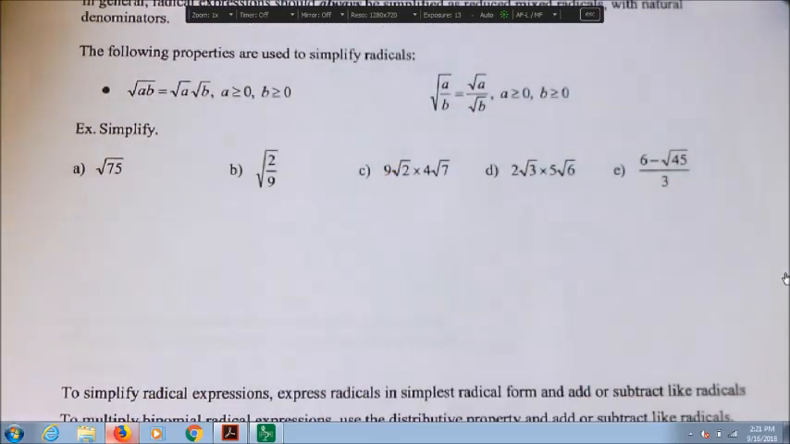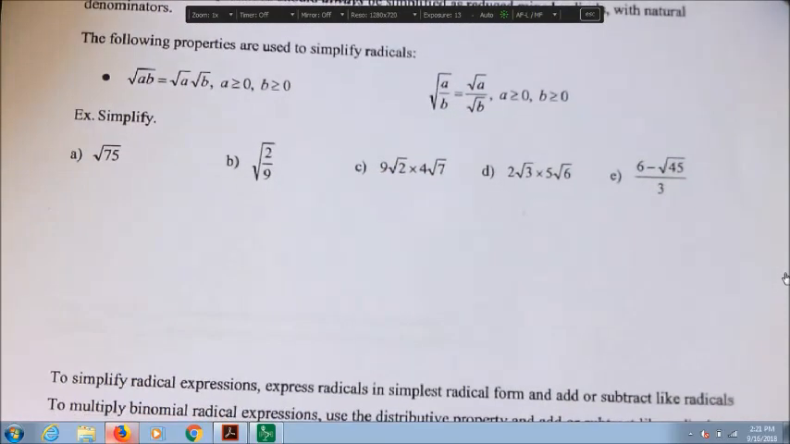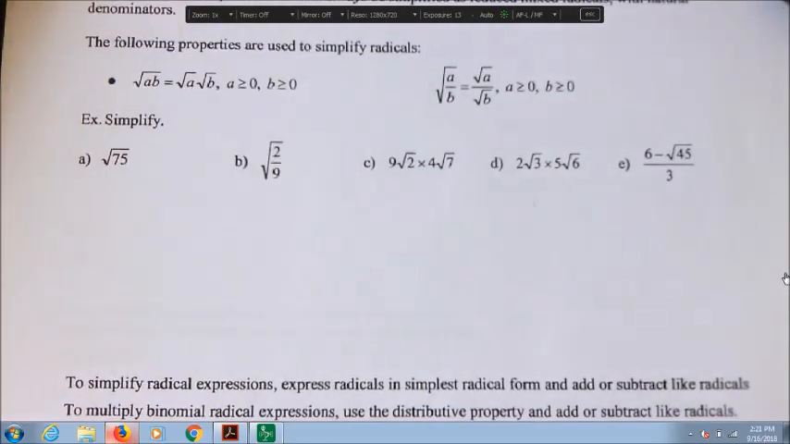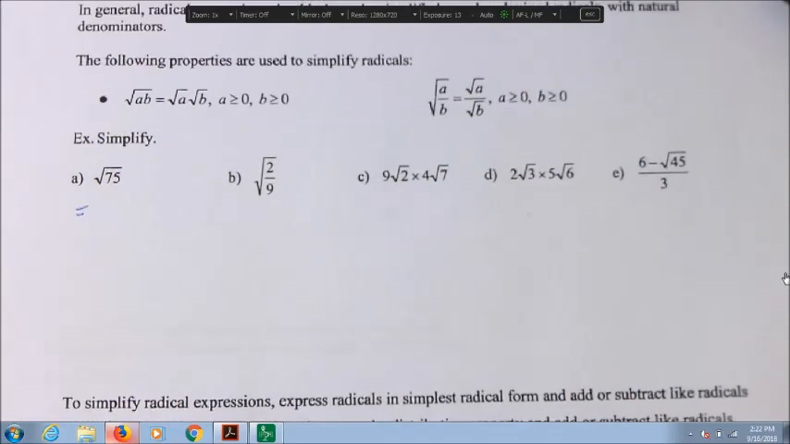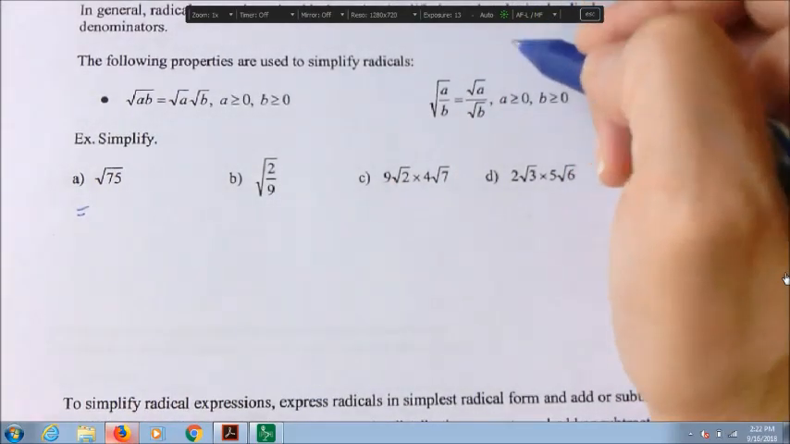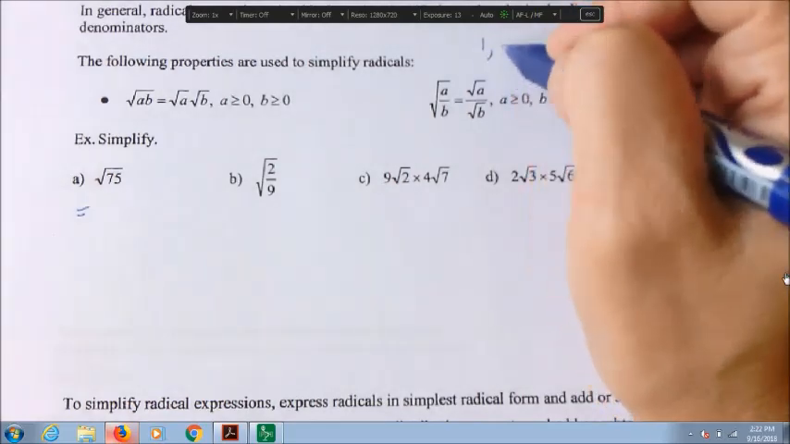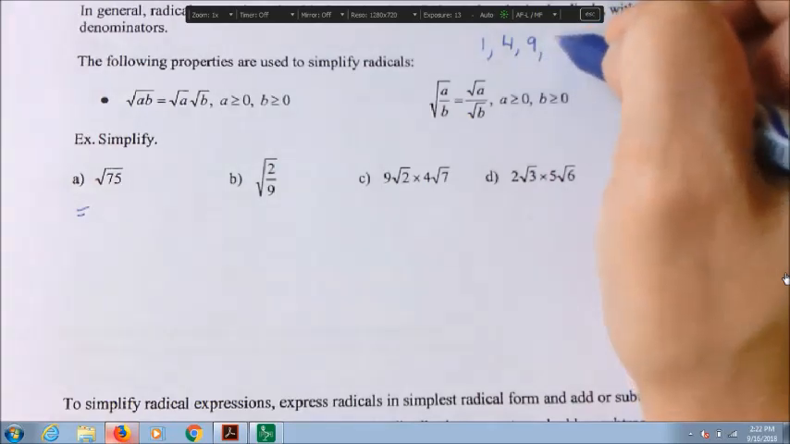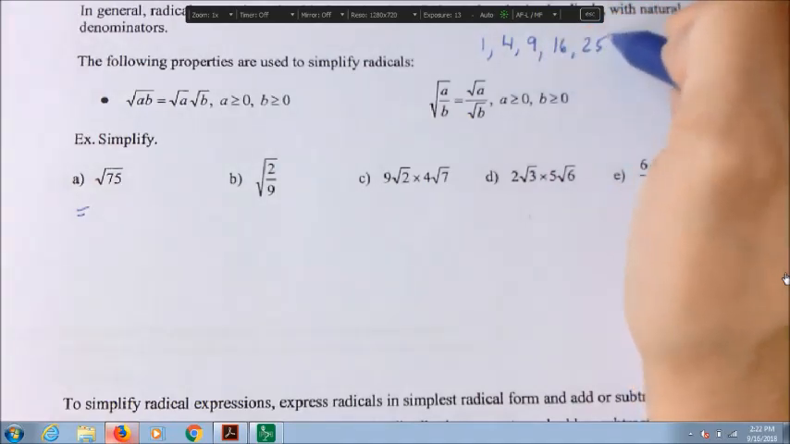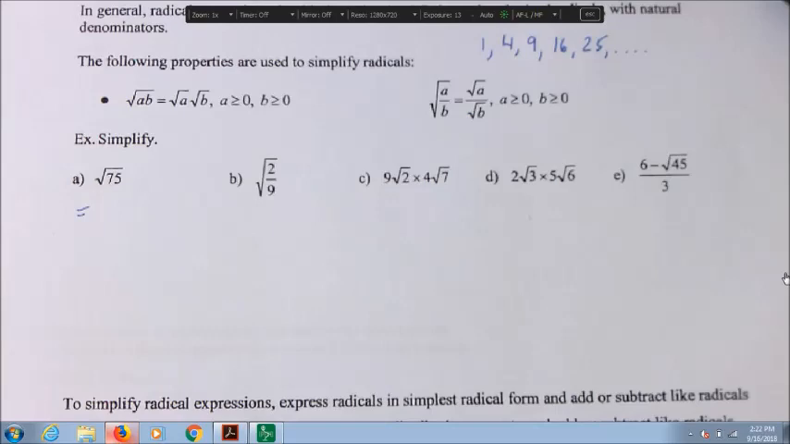So let's look at the first one, the square root of 75. That's an entire radical. That can be simplified. The way we simplify is we look at the number 75 and we try to break it up into a product where one of the numbers is a perfect square. So what are the possible perfect squares? So I'm just going to write a bunch of perfect squares up here. 1, 4, so 1 squared, 2 squared, 3 squared, 4 squared, 5 squared, and so on. Is one of these a factor of 75?